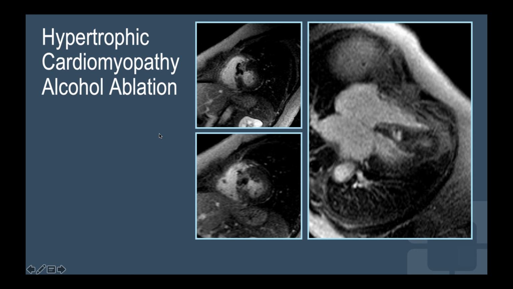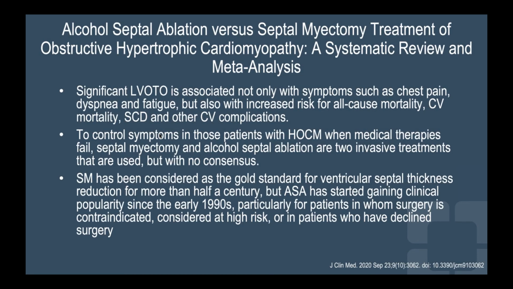So this is a case of hypertrophic cardiomyopathy that failed medical therapy and had to be treated with a procedure. Just quickly, I prepared this. This is a very nice meta-analysis that was published just a few months ago in the Journal of Clinical Medicine. It compares the literature on alcohol septal ablation against septal myectomy. I selected a few points that I thought were interesting to share with the team.